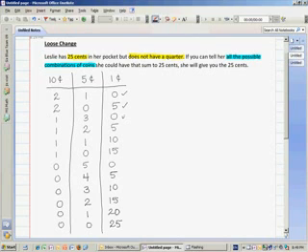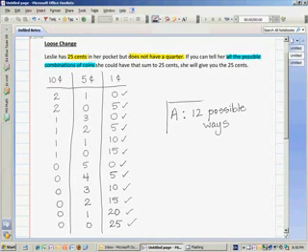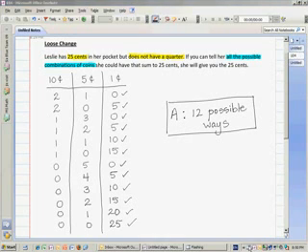1, 2, 3, 4, 5, 6, 7, 8, 9, 10, 11, 12. So we summarize our answer by stating that there are 12 possible ways that she could have 25 cents in change without a quarter. Don't forget to identify your answer and always double check to make sure that you are answering the question correctly before you submit your work.